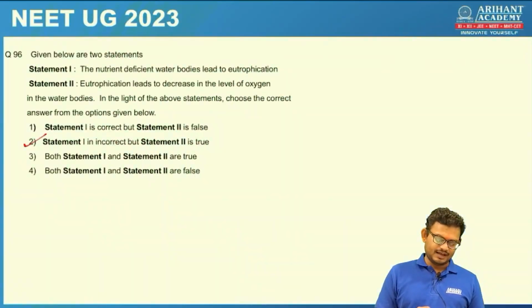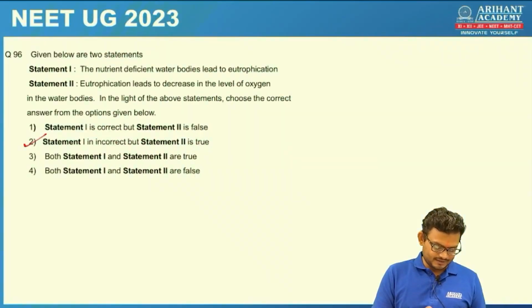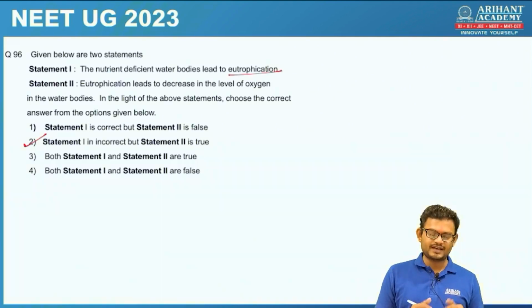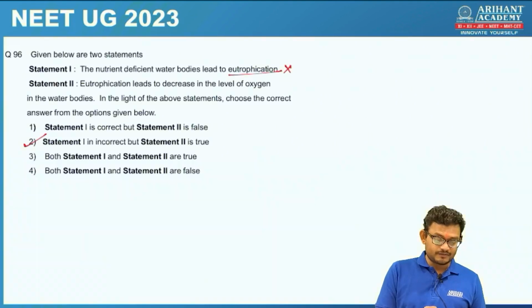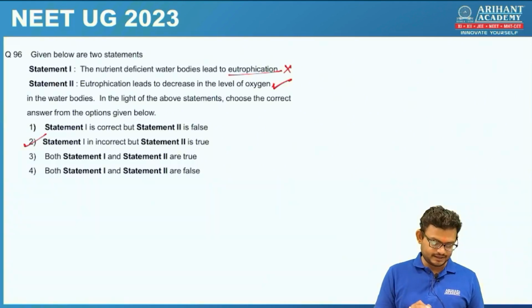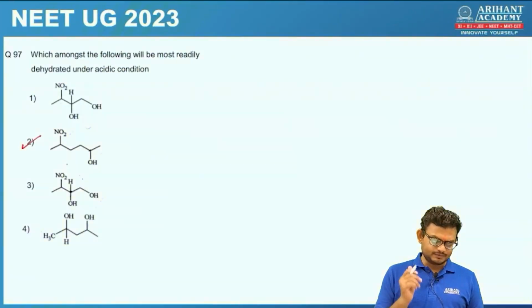Next question. The nutrient deficient water bodies lead to eutrophication. Definitely not a correct statement. Eutrophication refers to excess of nutrients. So the first statement is incorrect. Eutrophication leads to decrease in the oxygen level. Yes, that's a correct statement. So first statement is incorrect and second is correct, which is option 2. Let's come to the next one.